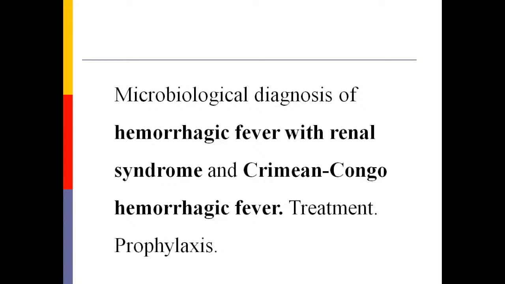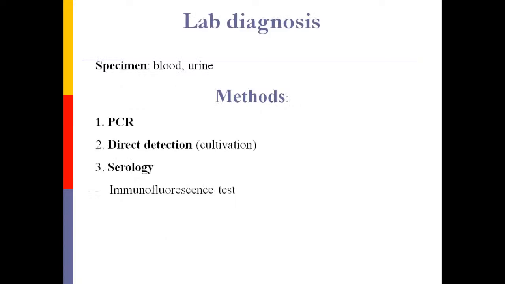Microbiological diagnosis, treatment and prophylaxis of diseases caused by Bunya viruses. Specimens include collected blood and urine. Methods for diagnosis are PCR, direct detection of virus, cultivation of virus in tissues, and serological tests, for example, the immunofluorescence test.